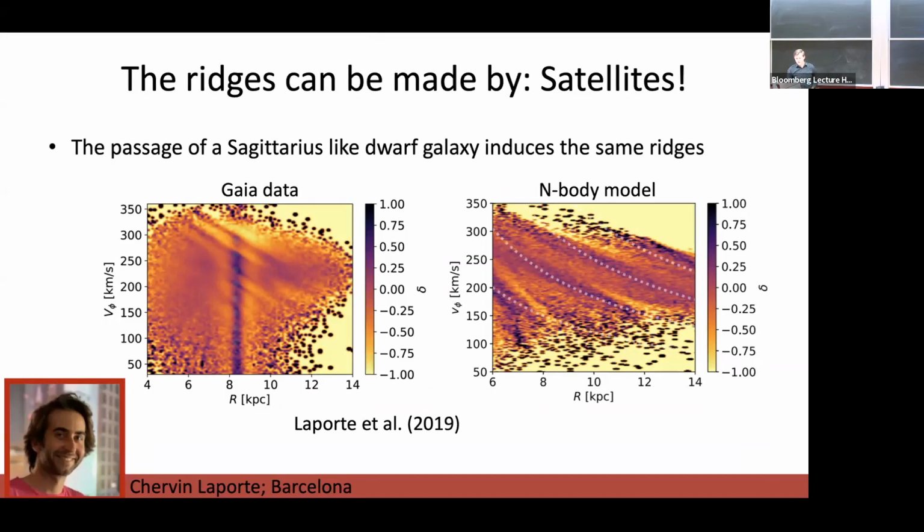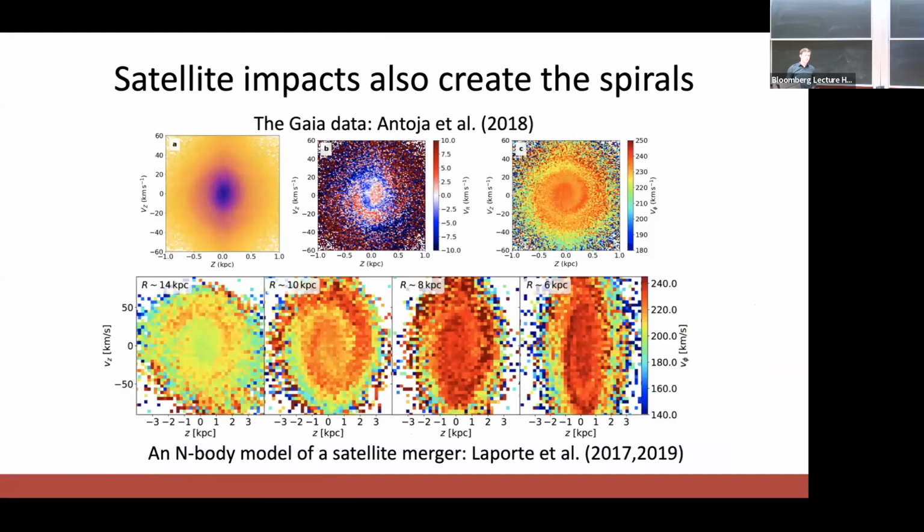But the advantage of the satellite impact model is that it also makes these phase spirals in Z, VZ, which don't necessarily arise from the other models. We have here again the Gaia data from Teresa and Toya on the top, the spiral in density, radial velocity, and azimuthal velocity. In Sherwin's model, you can only see it in azimuthal velocity because the resolution of the model is not good enough to sample a local volume and recover the spiral in the density space. You just don't see it.